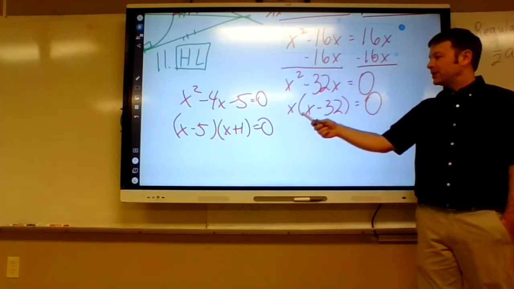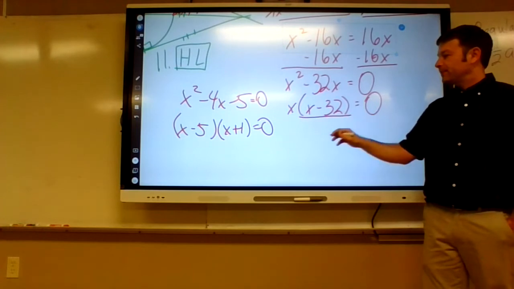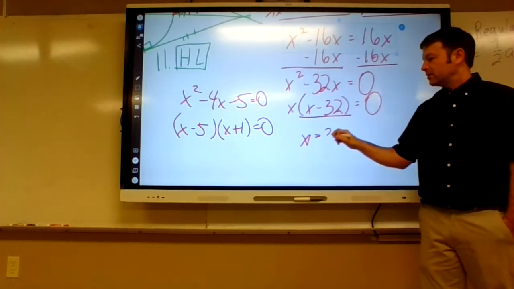What x value would make this factor into a 0? Positive 32. Right.